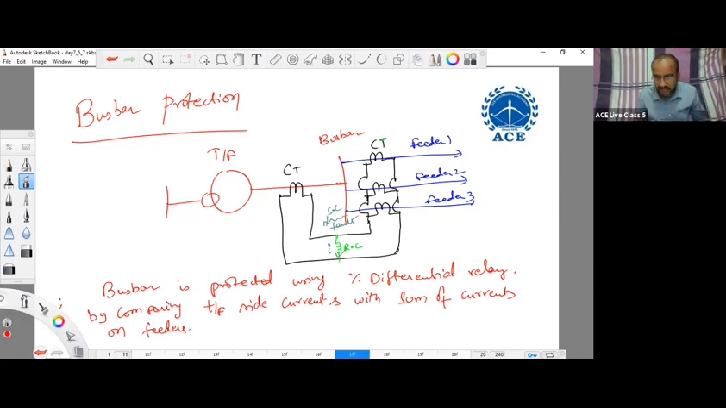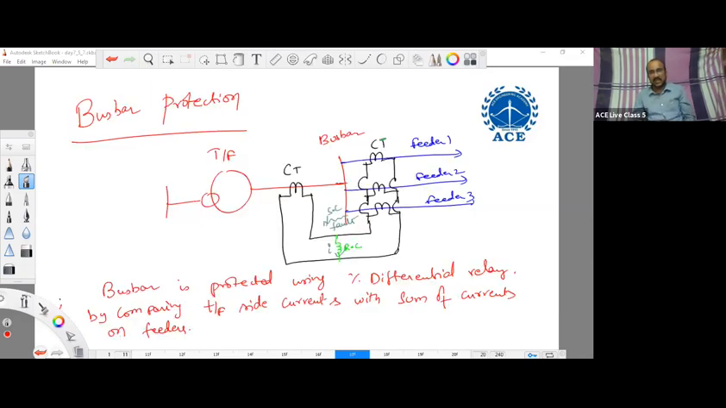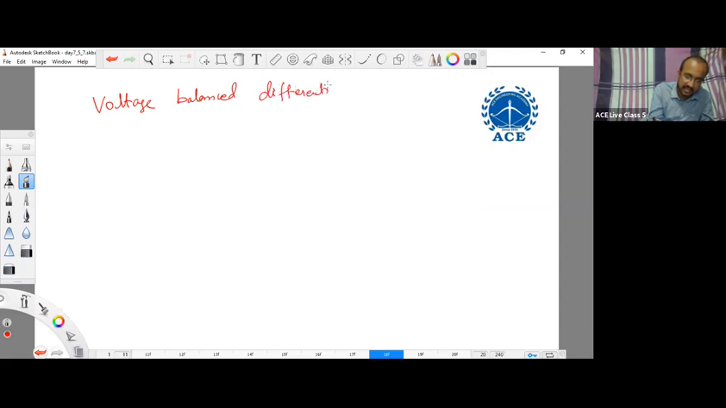Now, while explaining differential relay, I have said that we can compare either two currents or two voltages. Comparing two currents I have discussed. We can also compare two voltages. That is known as voltage balanced differential relay. Now let us discuss voltage balanced differential relay. So what do you mean by voltage balanced differential relay?